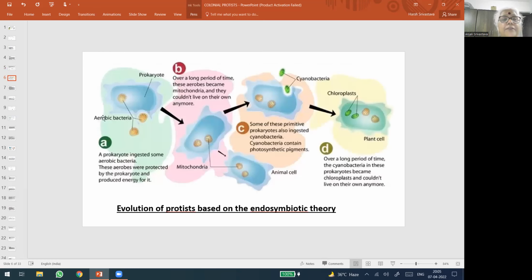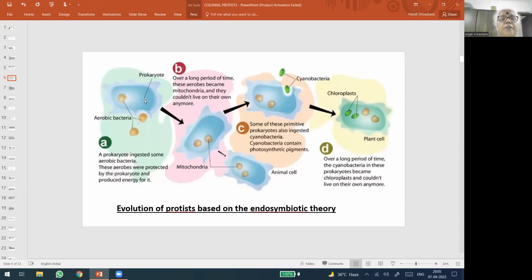This is again one example. This is again very interesting. इसमें ये बताया गया है कि कभी-कभी prokaryotes को जो protists हैं वो engulf कर लेते हैं, that is the prokaryote without nucleus. This is the example. कुछ aerobic bacteria हैं, prokaryotes हैं, जिनको कि कुछ protists engulf here.